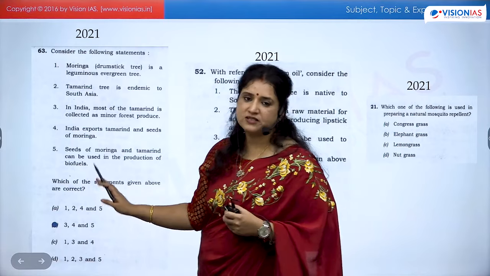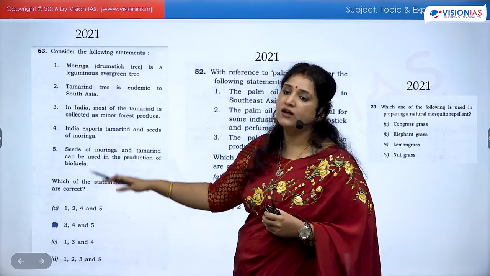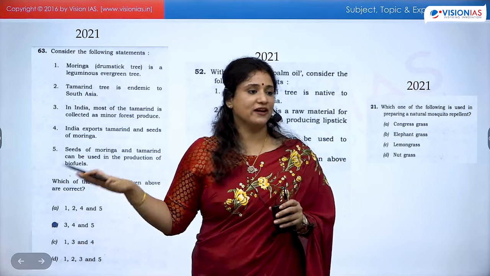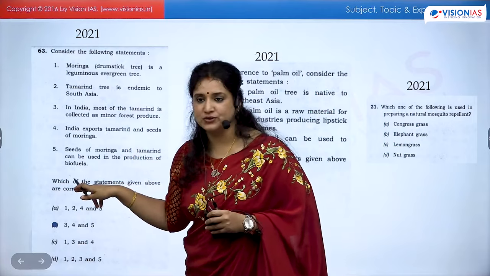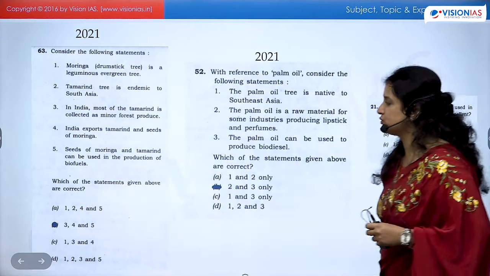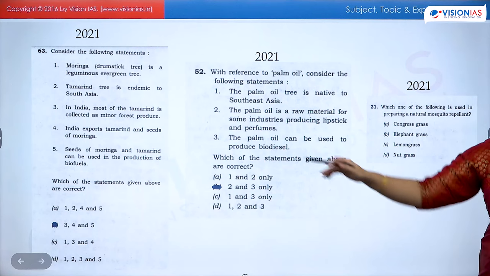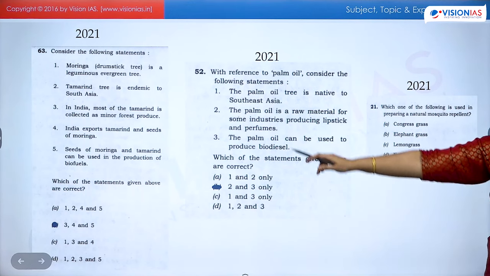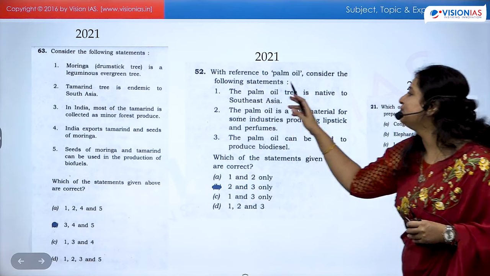This question was tough, I don't expect you to get it, but now that you know tamarind and moringa have been asked, please read about these two. Please read about these two. And if anyone puts them in sambar, read about that too. Just kidding.